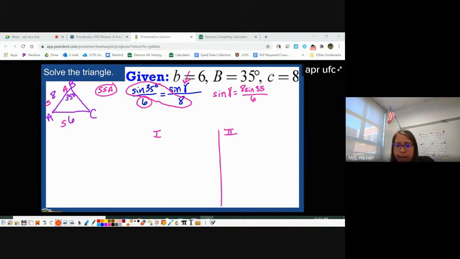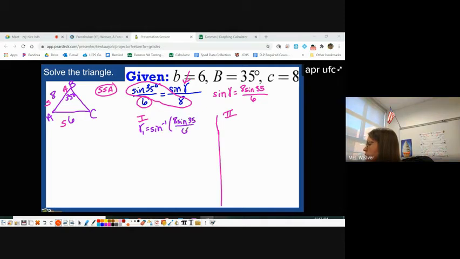But we don't want the sine of gamma. We want gamma itself. So how do we find the angles? Inverse finds angles. So our first option for gamma 1, and I'm going to give myself more room, so I'm going to go ahead and put this up higher. We're going to have a quadrant 1 option and possibly a quadrant 2 option. So our first option for gamma, gamma 1, will be sine inverse. If we know the sine but we don't know the angle, inverse finds angle. So it's sine inverse of 8 sine 35 divided by 6. So let's break out those calculators.